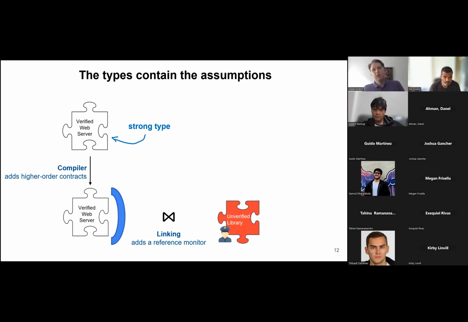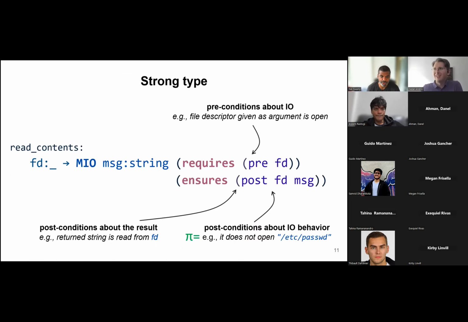Okay. So the verified web server, our program, uses this. Okay, Cezar, sorry, it took me a while to unmute. If you can go back to the previous slide. You were saying the post condition can be enforced simply by checking the result rather than needing the reference monitor. But here, this is some kind of an information flow or a provenance property, right? You're saying the return string is read from the file descriptor. How do you enforce that?